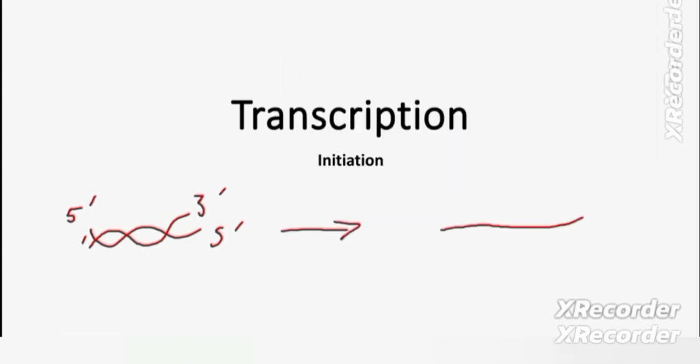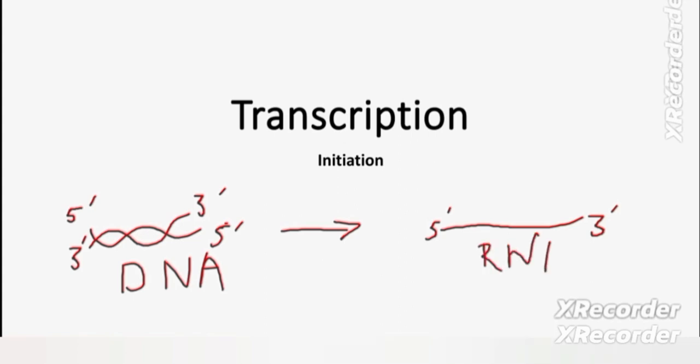direction. So one of the strands of DNA, which is in 3' to 5' direction, will act as a template for the synthesis of a single-stranded RNA molecule, which is always in 5' to 3' direction.